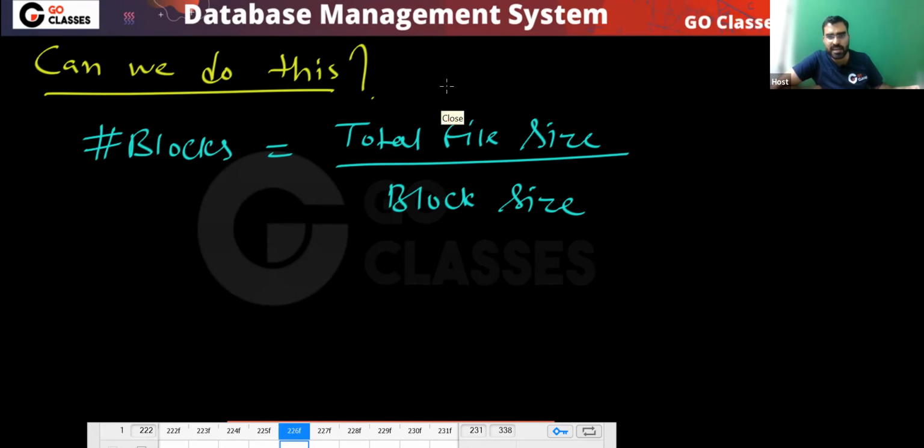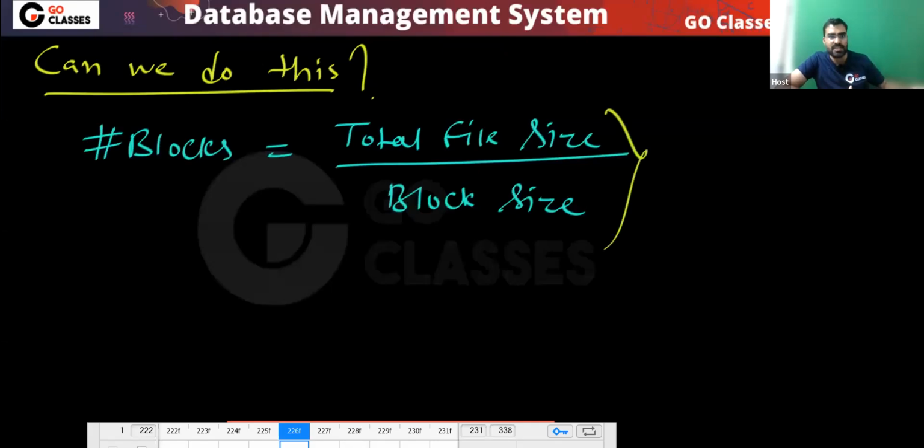At that point, one thing I told you in the last class, in the file organization lecture, about this technique Priya was using: the complete file size you find, divide by block size. What point did I tell you at that time? That this technique is only for spanned. For spanned, you can do that, but for unspanned, you can't do that.